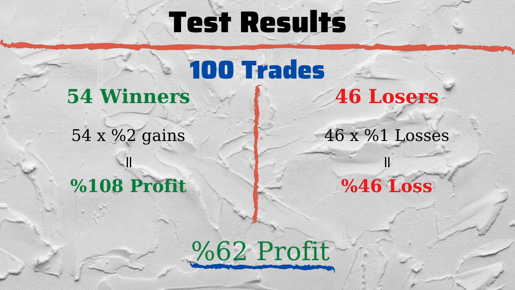So at the end of 100 trades, we made $620 with just $1,000. It is a 62% profit, and it is a great winning ratio for a strategy. Personally, I stick with strategies that have a winning ratio higher than 40% in backtests, with a risk-reward ratio of 2. And this strategy has a 54% winning ratio.